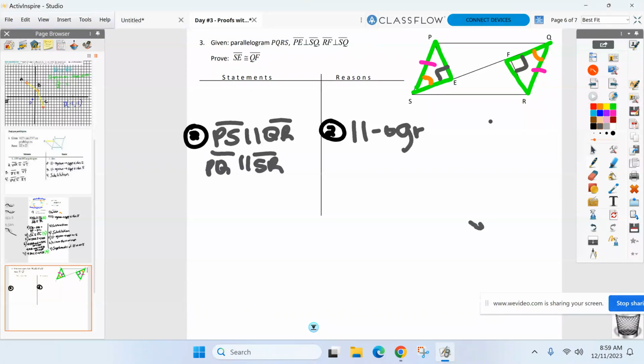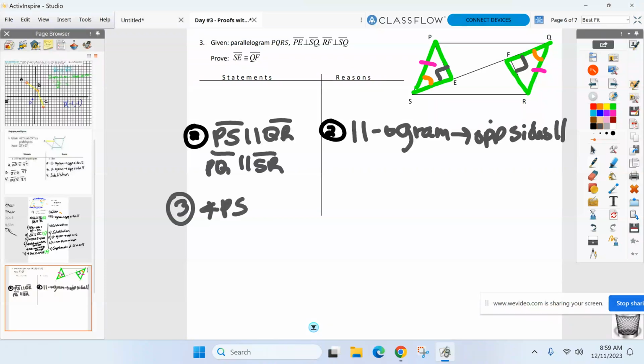Parallelogram implies opposite sides parallel. Then you can tell me, but again, I need the parallel lines first. Then you can tell me the alternate interior angles. If a diagonal is drawn in, look for alternate interior. FQR.